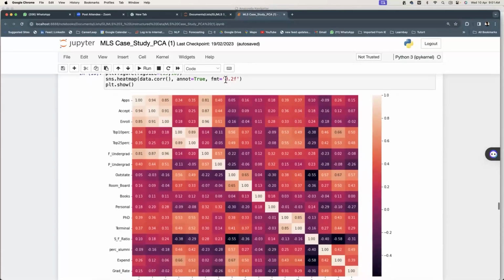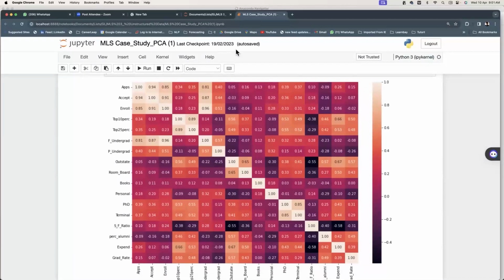So you can see the correlation here. Number of applications versus how many the university accepted, at the bottom you can see here, 0.94 is the correlation. Number of applications and enrolled, 0.85. Number of accepted applications versus number of enrolled, 0.91, a very big correlation. Also top 10% and top 25%, 0.89, which is also very high.